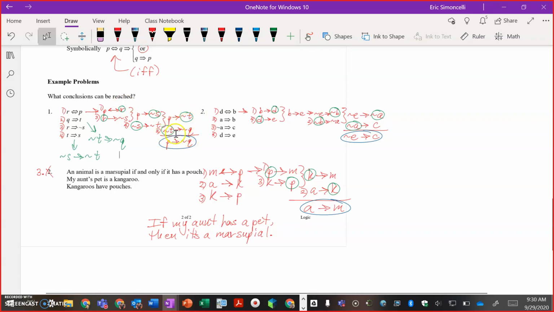These two letters are the same. Circle those, please. And then your final answer. Here's your hypothesis that remains, and here's your conclusion that remains. So if P, then not Q. And that's your final answer.